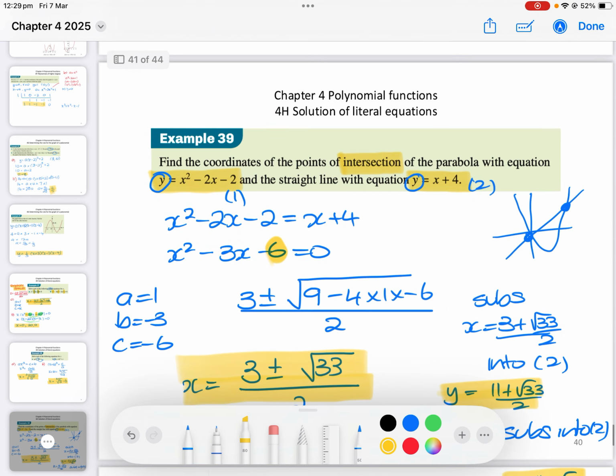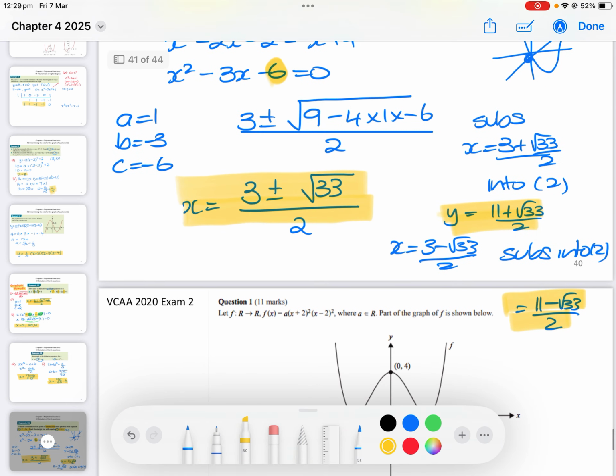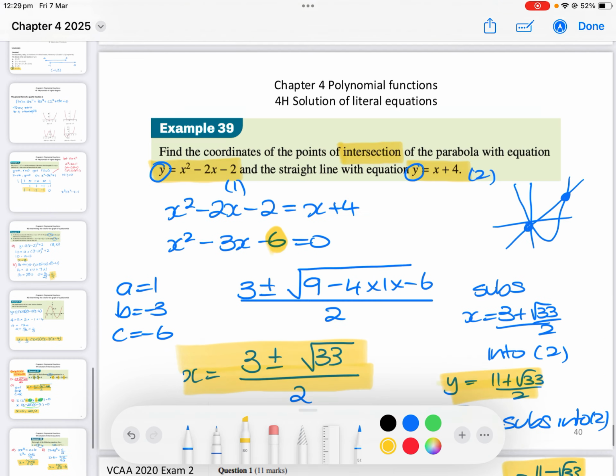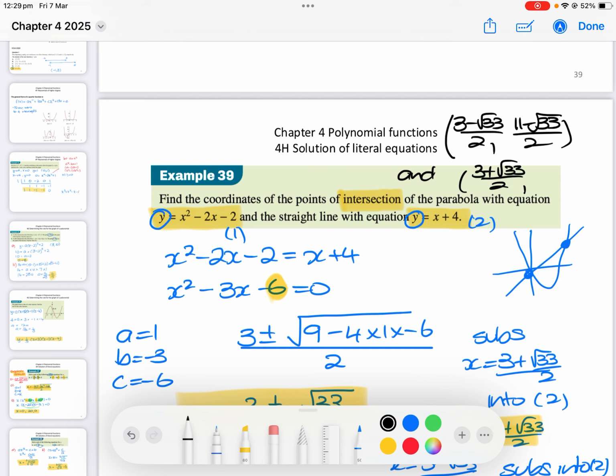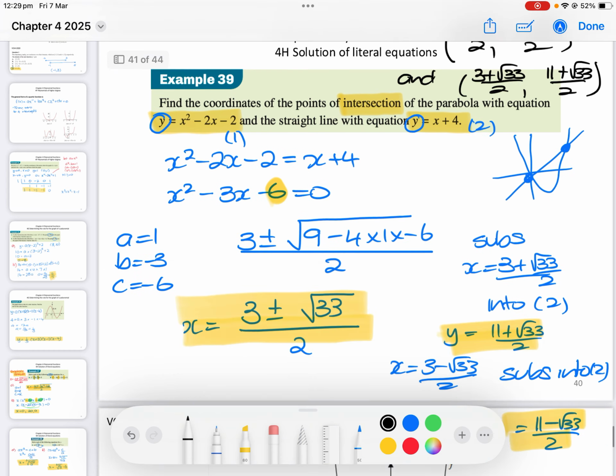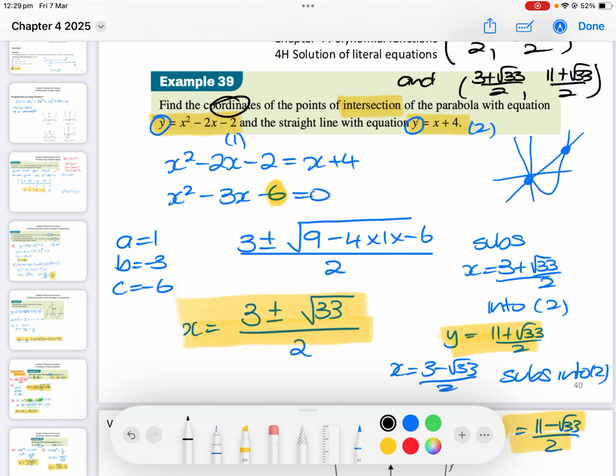Now, what does the question say? Find the coordinates of the points of intersection. So I'm going to give the actual answer, which I'll do in black up here. I know that's messy. It's going to be 3 minus root 33 on 2, 11 minus root 33 on 2, and 3 plus root 33 on 2, and that went with 11 plus root 33 on 2. So there's a bit of number in there, but you do know the principles of how to do it, and also make sure you answer the question.